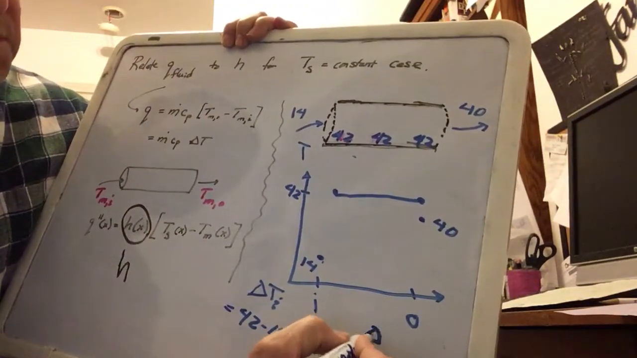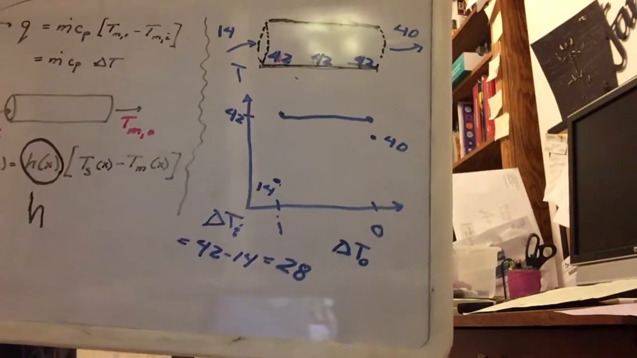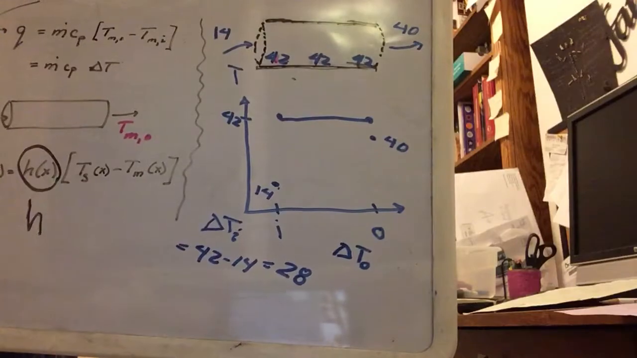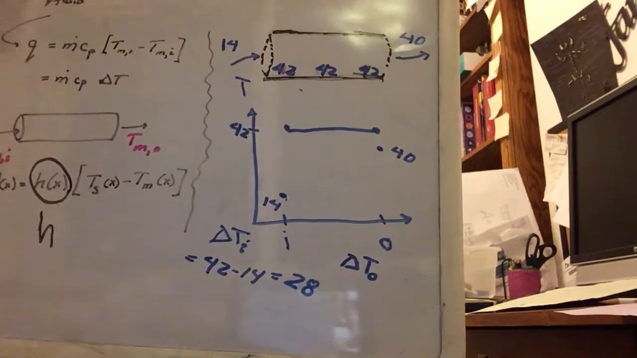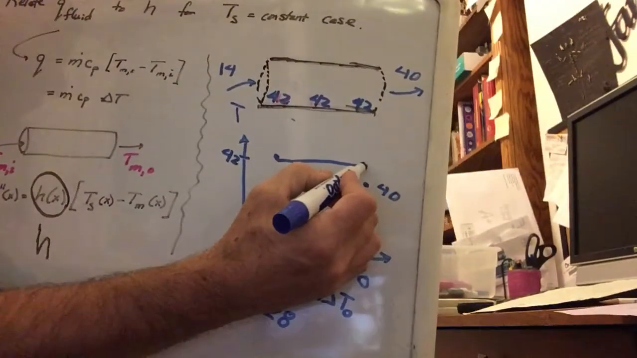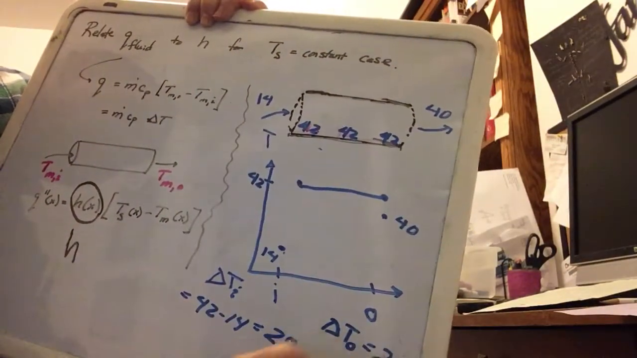I'll move the board in just a second. Delta T_O. Delta T_O, what's that going to be? That's going to be the difference between the surface temperature at the outlet and the fluid temperature at the outlet. And that's easy enough. Surface 42, fluid 40, so in this case delta T_O is 2.